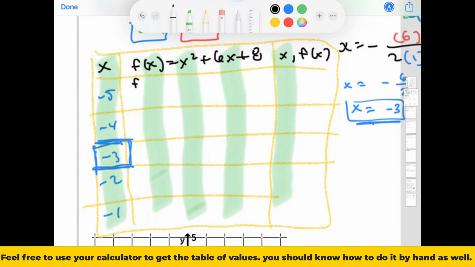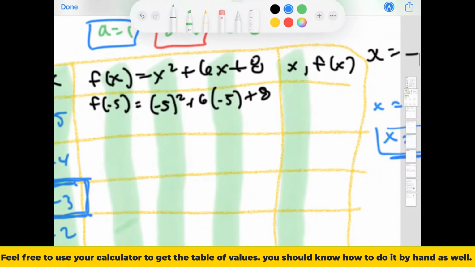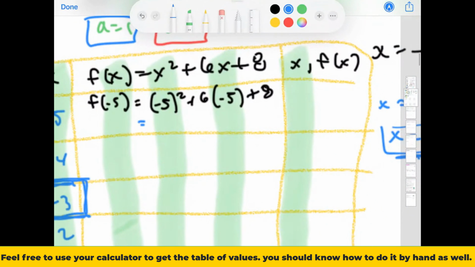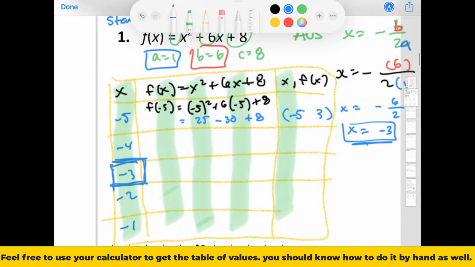Okay, so let's do the first one. So I have negative 5. That f of negative 5, you don't really do anything. You just need to simplify over here. So this will be negative 5 times negative 5 is 25. Positive 6 times negative 5 is negative 30 plus 8. So 25 minus 30 is negative 5. Negative 5 plus 8 will give me a 3. And so I will get the coordinate negative 5 comma 3.